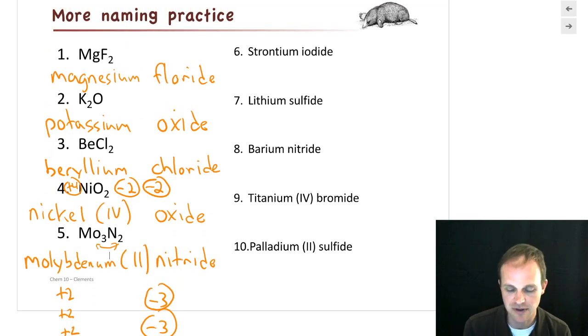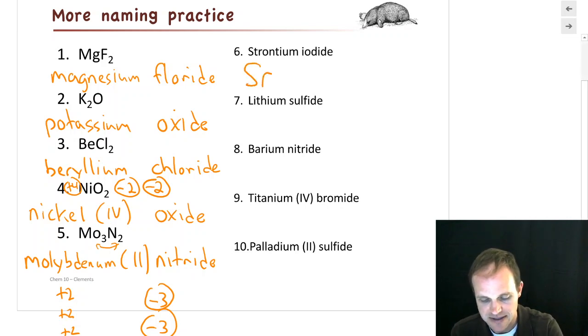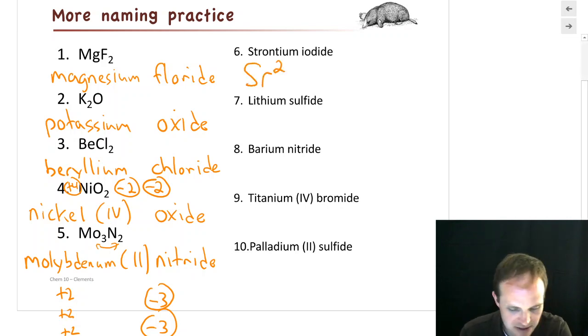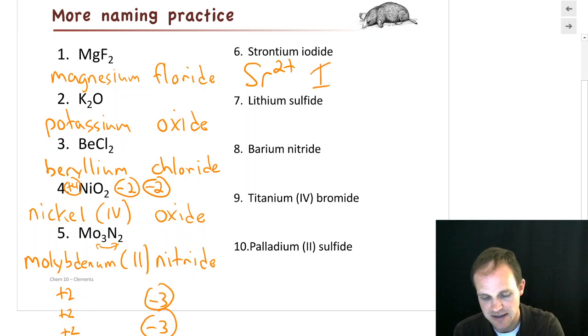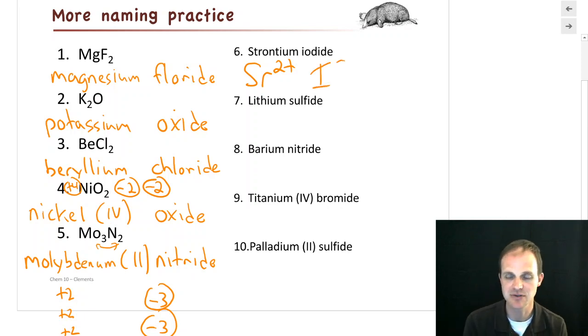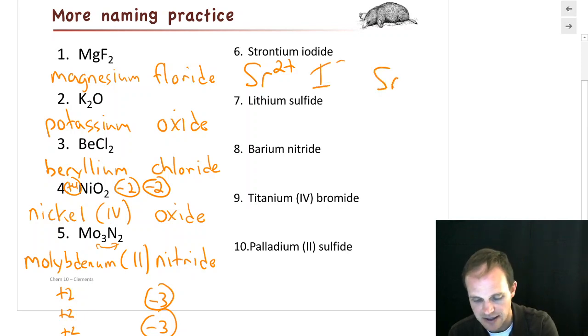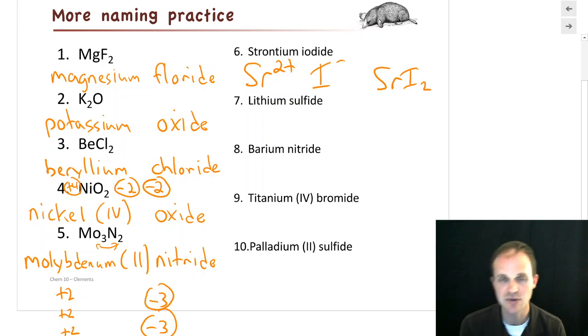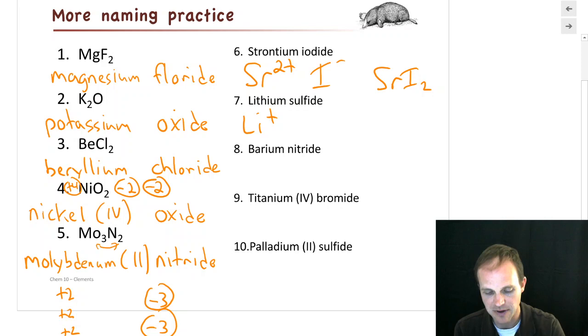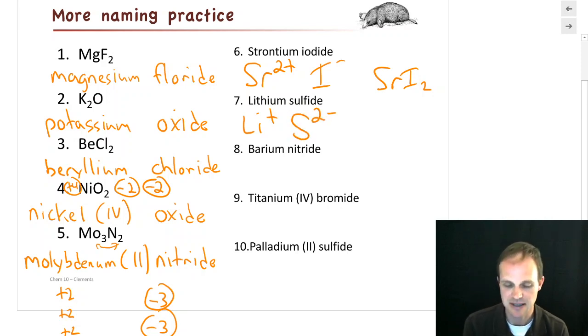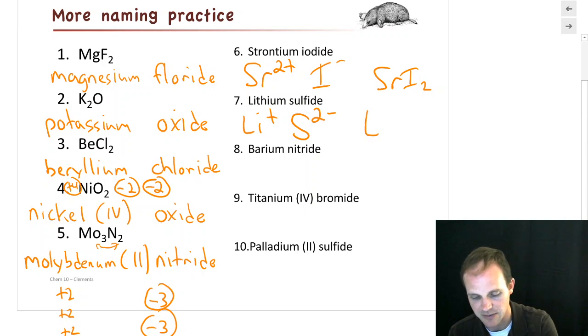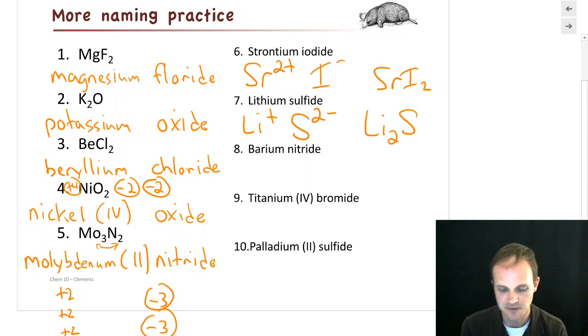All right, here we've got some names. We're looking for the formulas. We've got strontium iodide. Strontium is Sr, and we look it up on the periodic table, it's 2+, iodine is 1-. How do we balance +2 and -1? SrI2. We need 2 iodines to balance that out. Lithium and sulfide, we start off by writing our charges. Li+, S2-. How do we balance that out? We need 2 lithiums to balance out my sulfur.